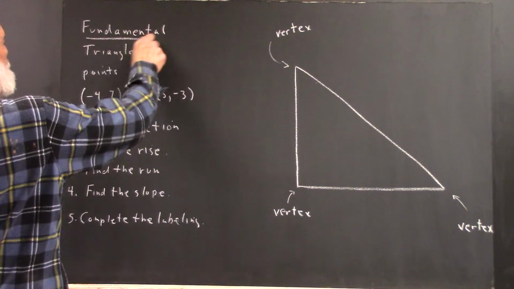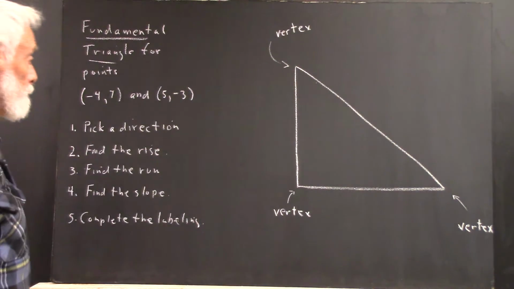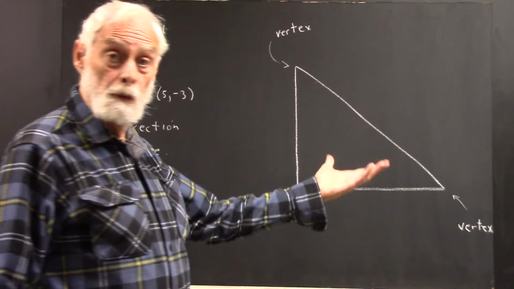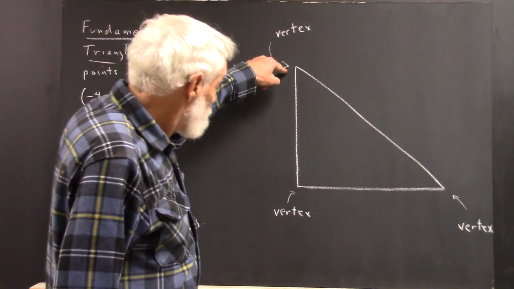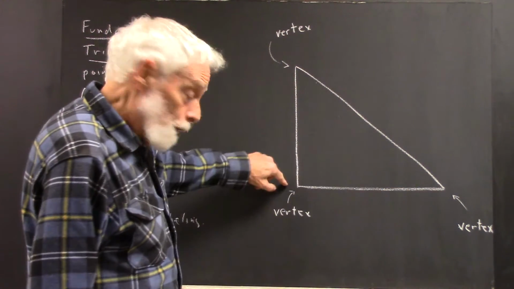A fundamental triangle has three vertices. It's a triangle with three vertices. Here's a triangle with three vertices. This is a vertex, this is a vertex, this is a vertex.